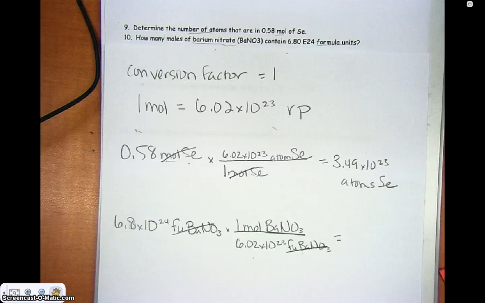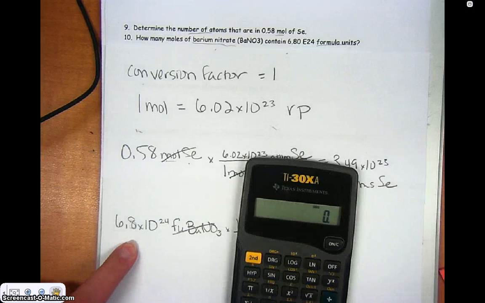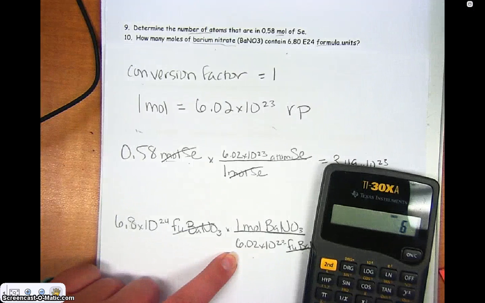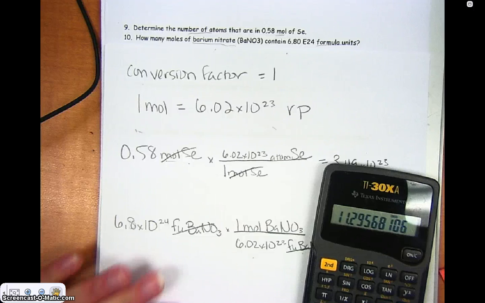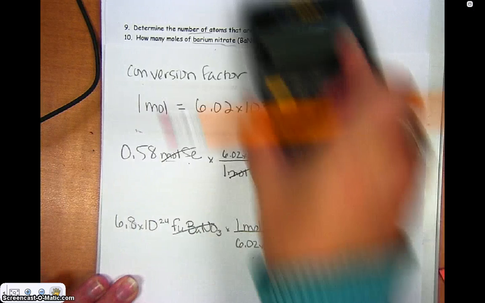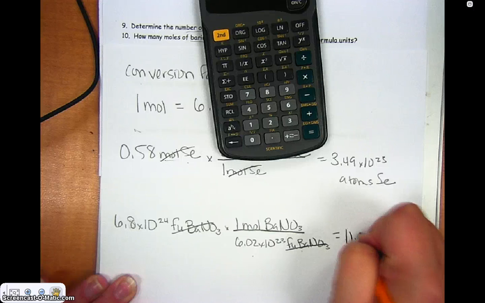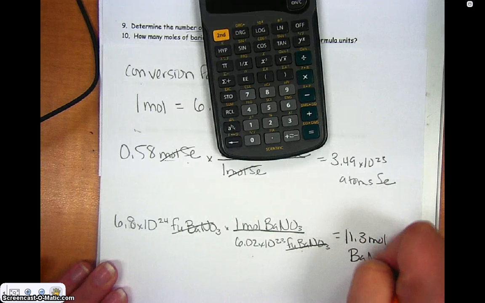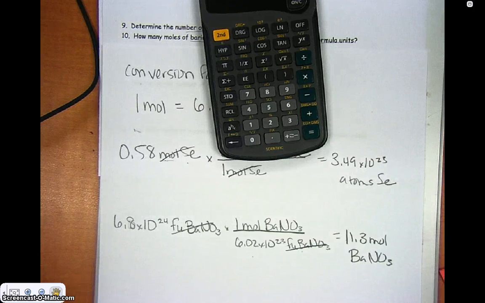And let me just punch in this number. So 6.8 EE to the 24th divided by Avogadro's number, 6.02 EE to the 23rd. And I get 11.3 roughly. So 11.3 moles of barium nitrate. Okay, I'm going to do one more quick example.